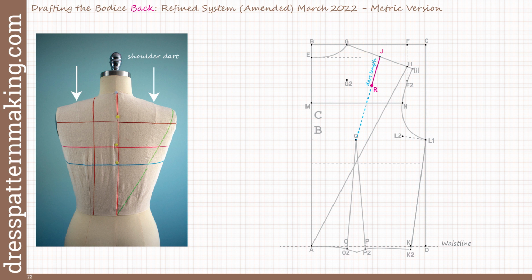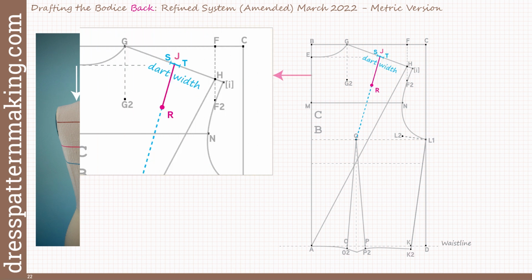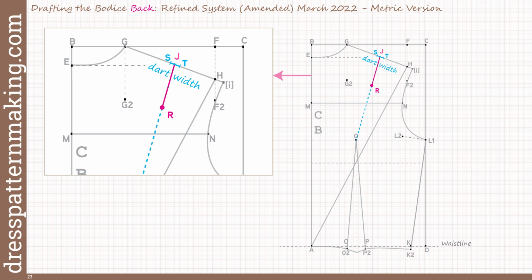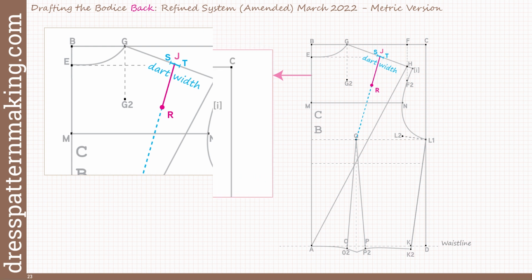It may be different from person to person. Dee Dee needed a dart that was longer than 7.5 centimeters. Now draw a dart along the shoulder line with J at the center and make that dart 1.25 centimeters wide.